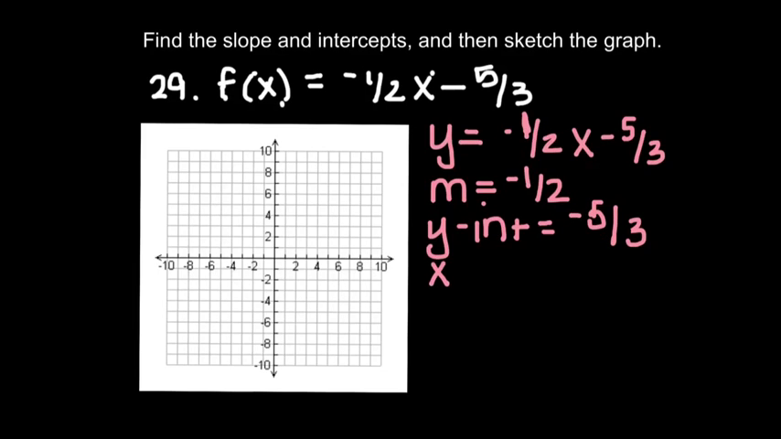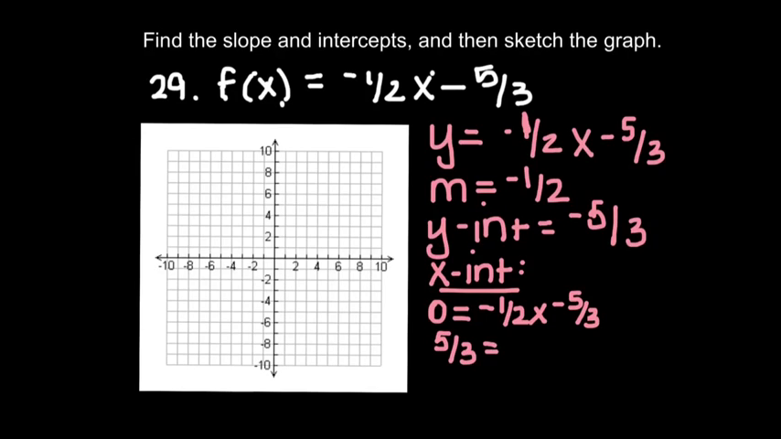And then to calculate the x-intercept, I can let y equal 0, so that gives me 0 equals negative 1/2 x minus 5/3. I can add the 5/3 to both sides to get 5/3 equals negative 1/2 x. Solving for x means dividing both sides by negative 1/2, which is the same as multiplying by negative 2. So negative 10/3 equals x, which means that my x-intercept is negative 10/3.